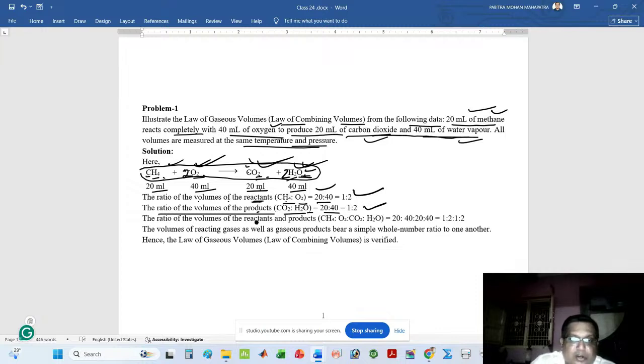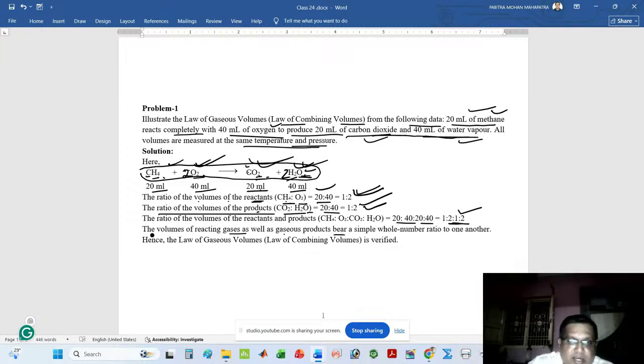The ratio of the volume of the reactants and products: if you take both reactant and product, then you will find the ratio like this. 20 is to 40 is to 20 is to 40. That means 1 is to 2 is to 1 is to 2. This is the ratio. Look at that. The volume of the reacting gases as well as the gaseous products: this is a simple whole number, this is also a simple whole number, this is also a simple whole number.